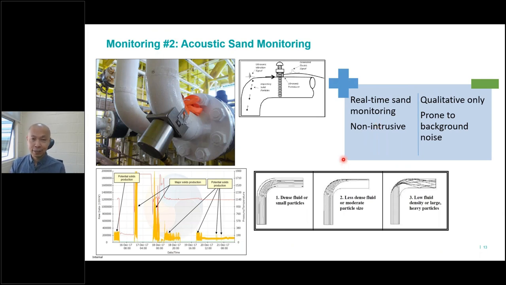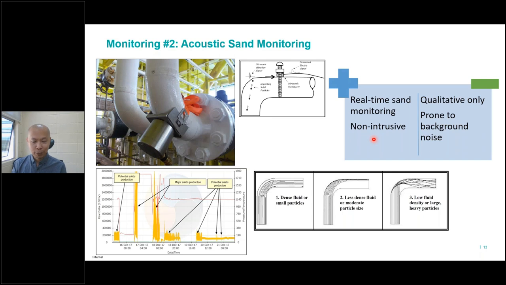The plus one is it's real time. So you can attach this acoustic device to the elbow, and then you can monitor 24/7. As long as the device is there, you can see whether the well is producing sand or not. Okay, another plus point is it's easy to install, it's not intrusive. The drawback is it is qualitative.